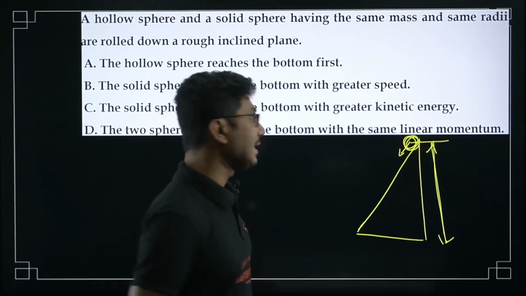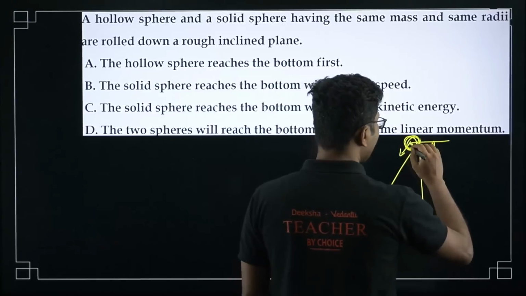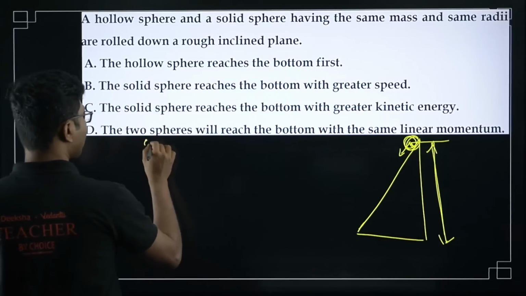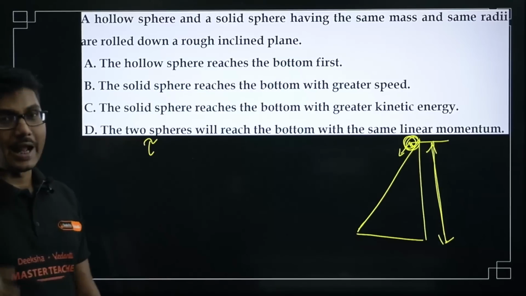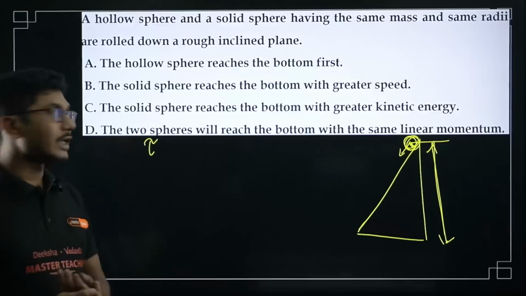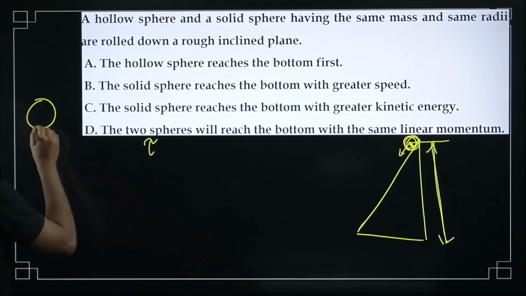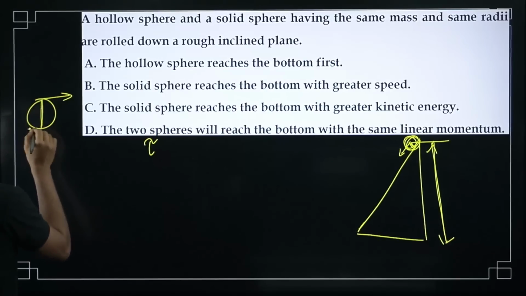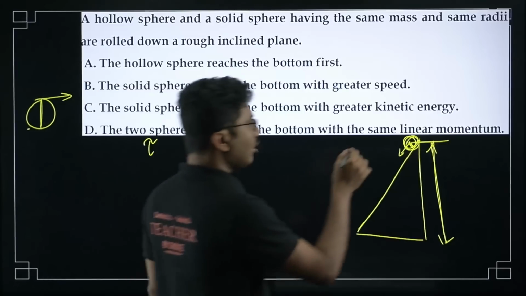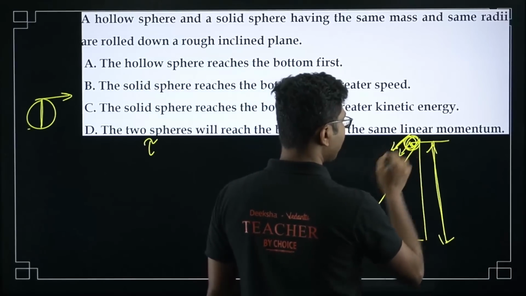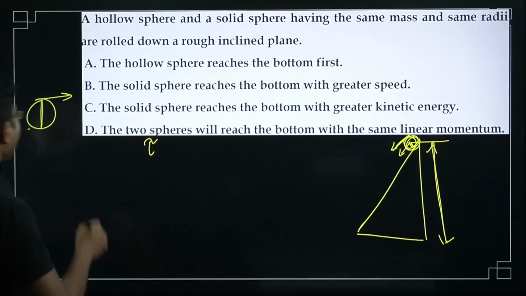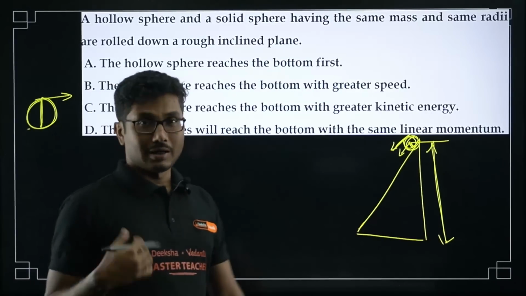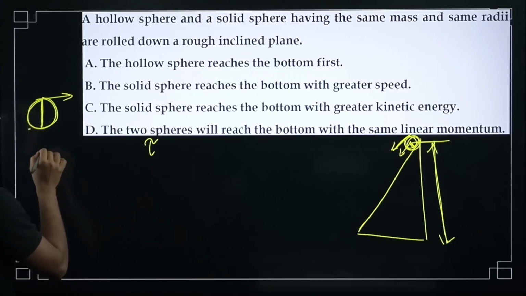Force acting on them is same, and because they have the same radius, the torque acting on them will also be same. So torque on the hollow sphere and the solid sphere, both cases will be same, because torque is basically force into this component from the surface of the inclined plane. Now this component of force will be same, and this distance is same for both the spheres. Now you have to find the moment of inertia of the individual cases.